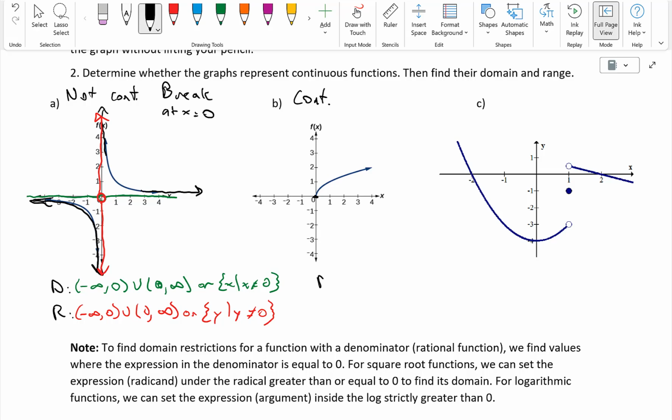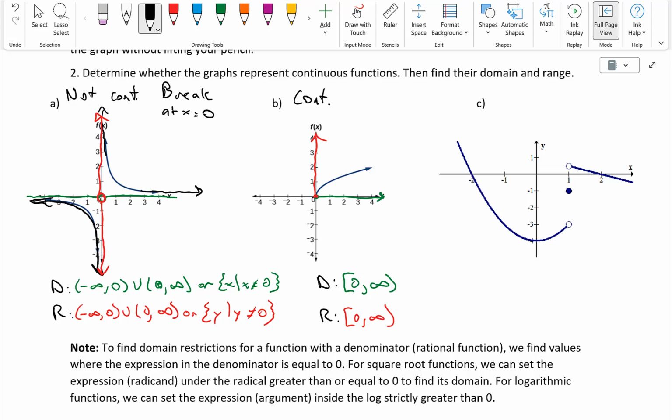Our domain for that square root function, we start at 0 there and move out to the right. The fact that we have the point at 0, 0 means we're including it, so we've got that bracket, 0 to infinity. For our range, very similar. We're starting there at 0, 0, and the graph is extending up forever, out to the right. So we're going to hit all those y values up that axis as we go. So we can say our range is also bracket 0 to infinity.